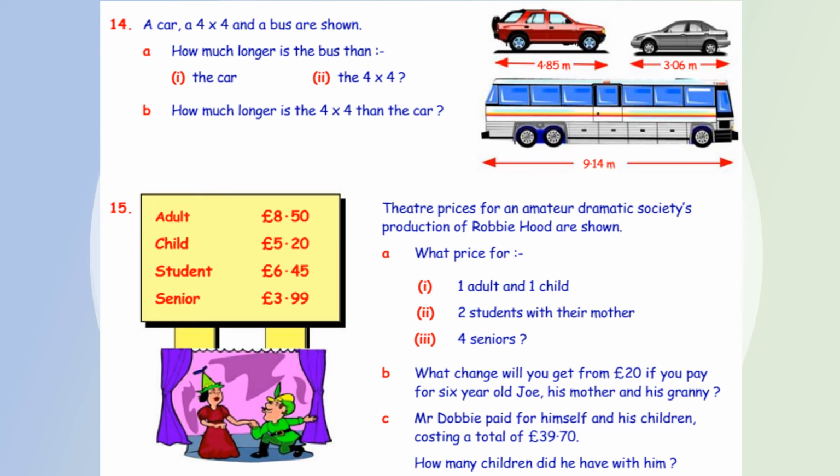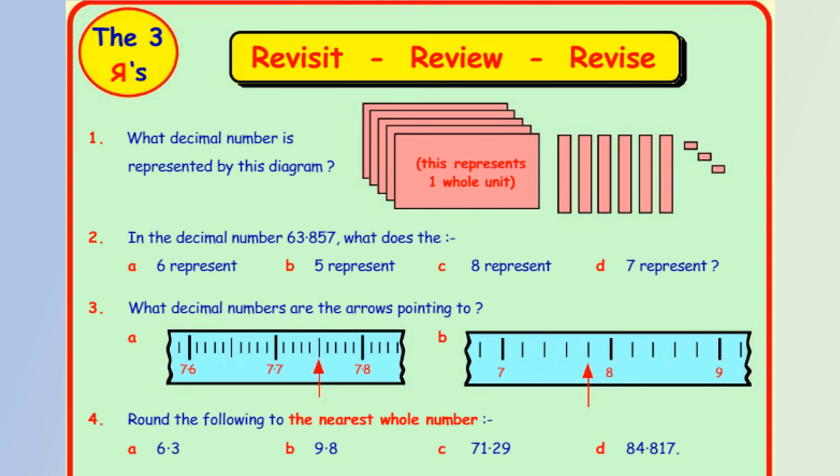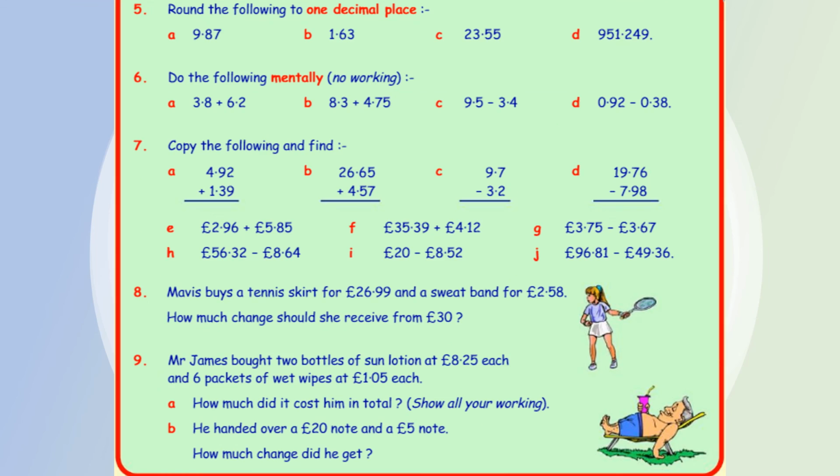Okay, so this second section is revisit, review, revise. If you want to leave this until next time, that is absolutely fine. So here you're going over everything we've done with decimals. One is right back to the beginning, and then there's a question on each different section. There are 2 pages of that until you get to number 9, which is back to the word problems again.